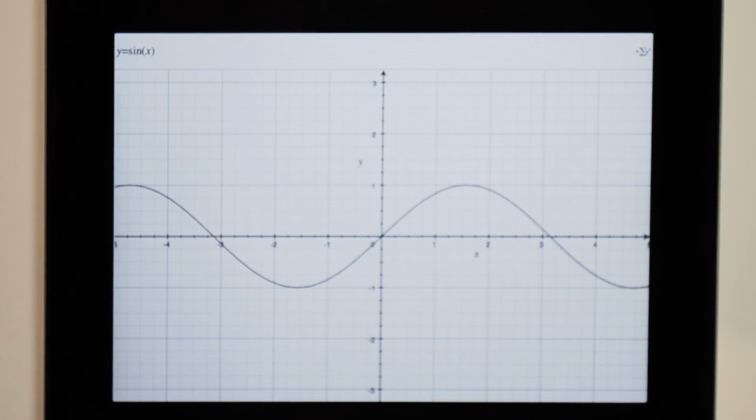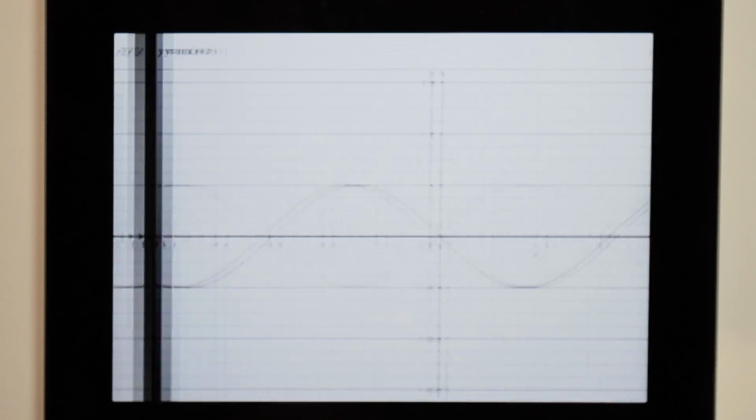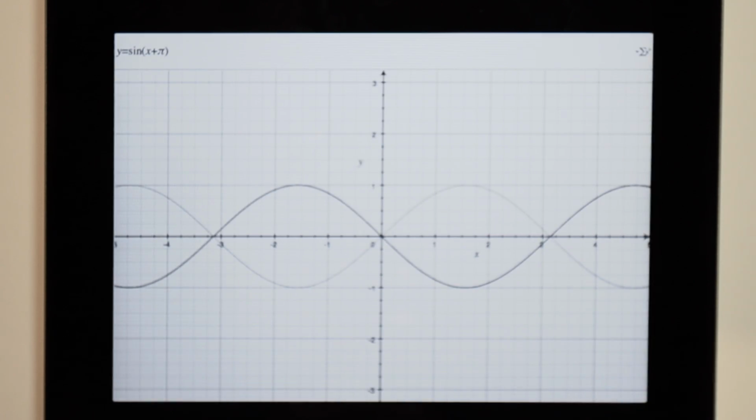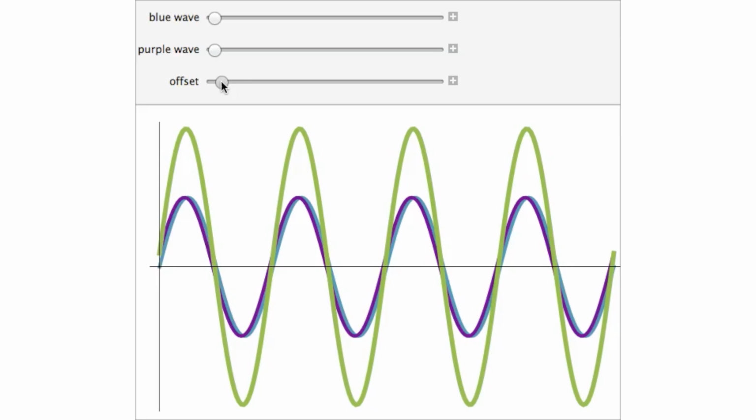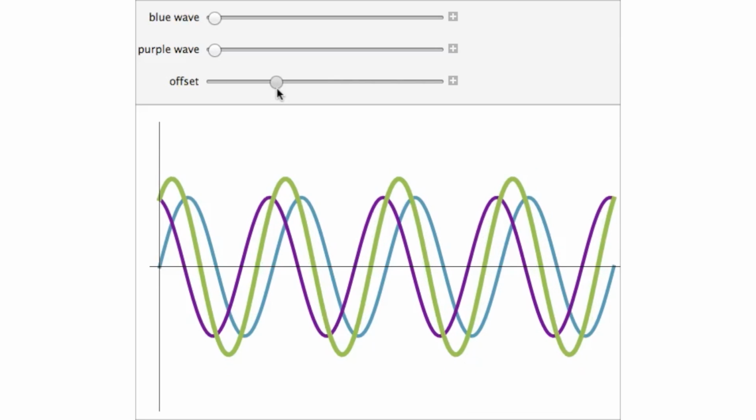If this is the original sine graph, then this is what it becomes after a horizontal shift of half its period, which is the same as it being reflected across the x-axis. So when the two sounds are played together, we are left with 0. Surrounding noise is nullified by more noise.